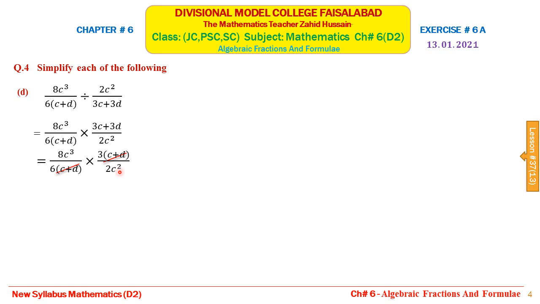Now we will cancel out the common factors. c + d is cancelled with this c + d. 2 ones are 2 and 2 fours are 8. 3 ones are 3, 3 twos are 6, and c to the power 3 divided by c to the power 2 will give us c only. So our final answer is 4c/2. Again this 4 can be cancelled with this 2, and 2 ones are 2, 2 twos are 4, and our final answer is 2c.